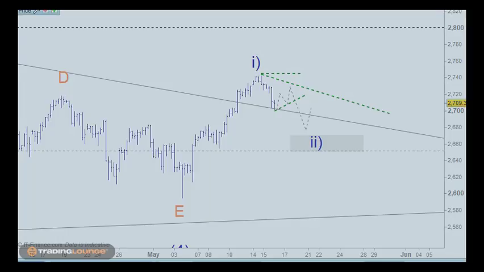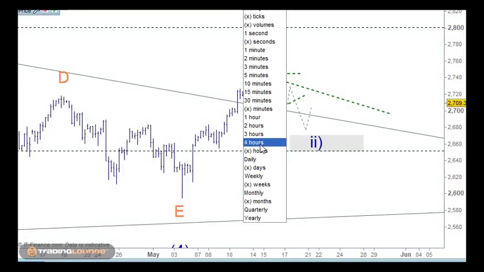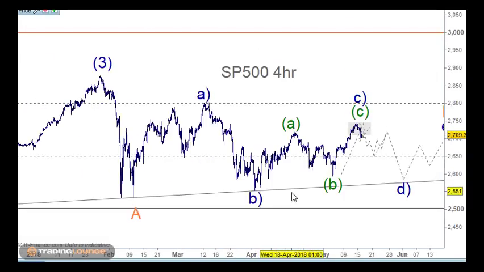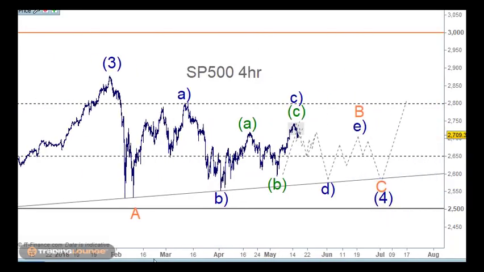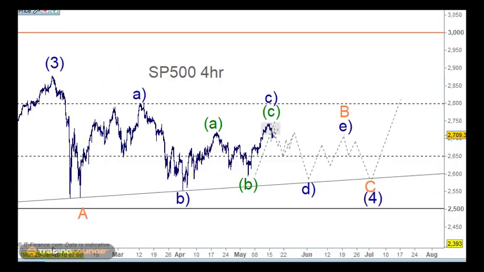So I'm just going to save that while we're here, and then we'll move into, I think, the 4-hour chart I had one count on. So this is one count here in the triangle pattern where it just expands much further.